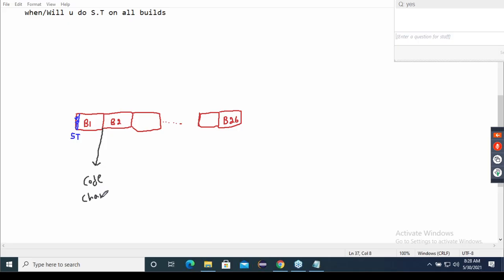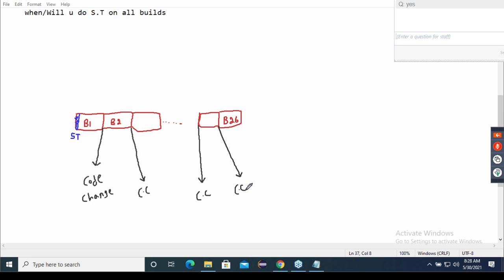Reason for the code changes, guys. Due to bug fixes. So again, can I say B2, B3 difference also, developer has done code changes, right or wrong? Again, here also the developer has done the code changes. And let's assume B26 also I got, because that means every build the developer has done the code changes.